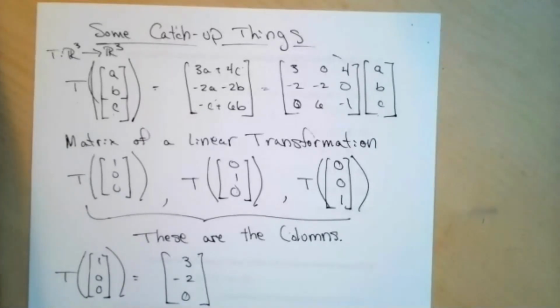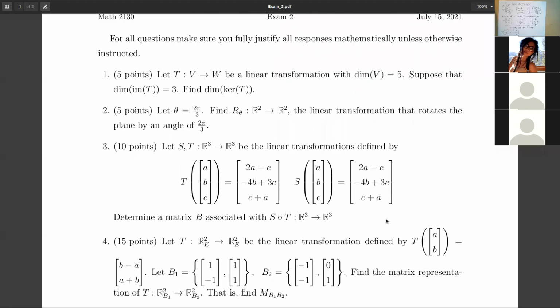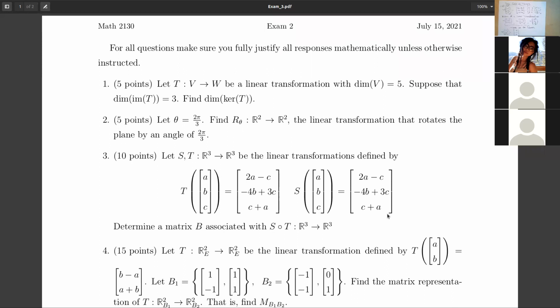Anything else that I am seeing? Let me take a look. Let me go ahead and share the exam again. So this was exam 3. Just some things to be careful about. I think the first one was good. First one was great. Most people at least understand the definition of our rank and nullity theorem. For number 2, be careful. Make sure you guys are showing all your work and simplifying.